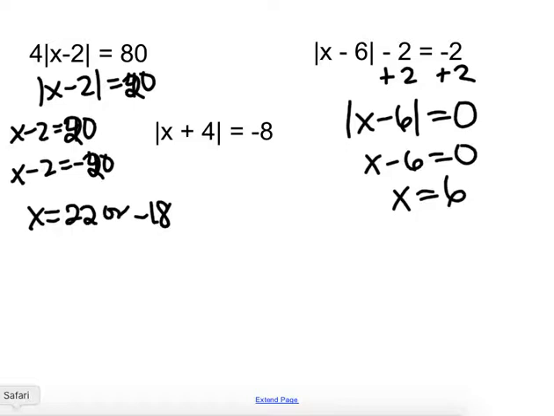And then our last one on this page, the absolute value of x plus 4 is equal to negative 8. Well, if we stop and think about this for a second: if I'm thinking about distance away from 0, how could I be a negative distance from 0? The answer is we can't. We cannot have an absolute value giving me a negative number. So actually, there is no solution to this last one.